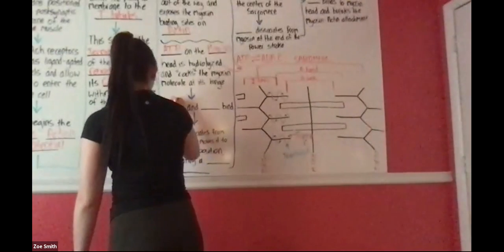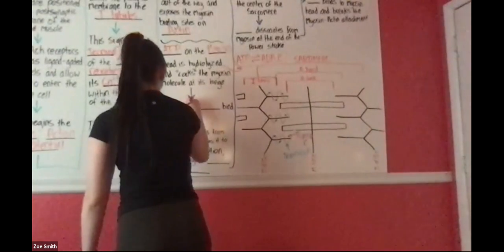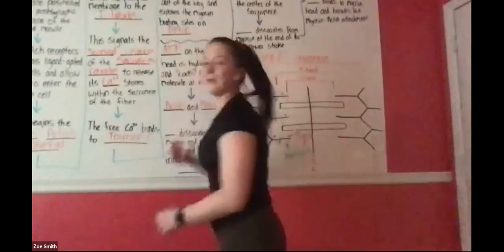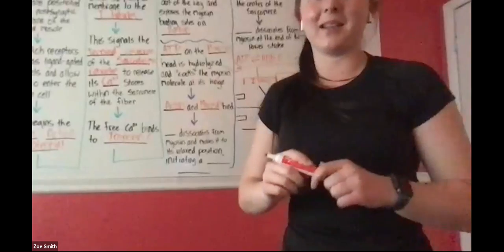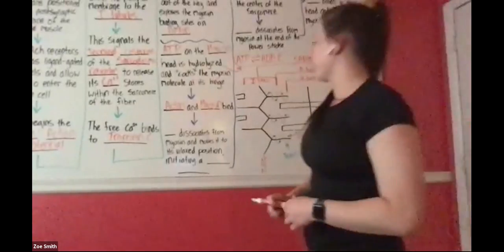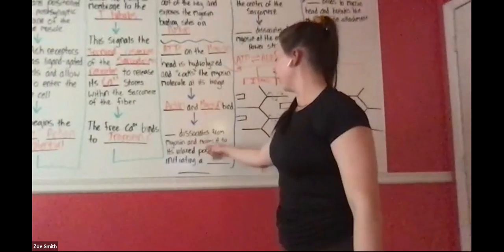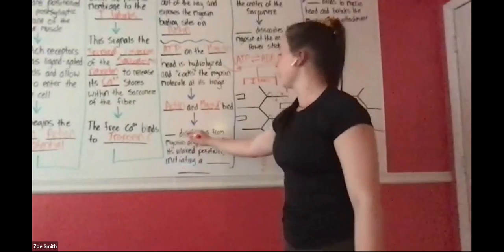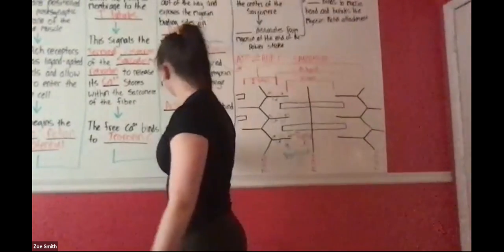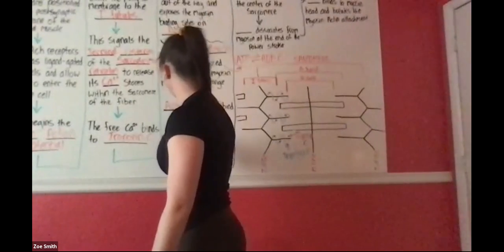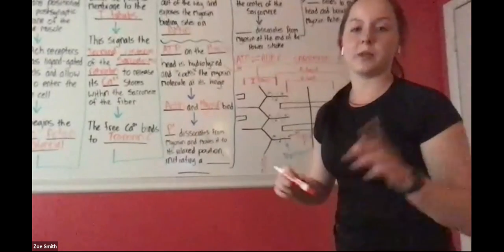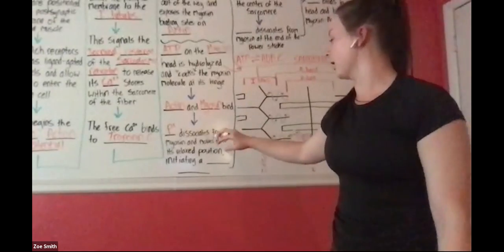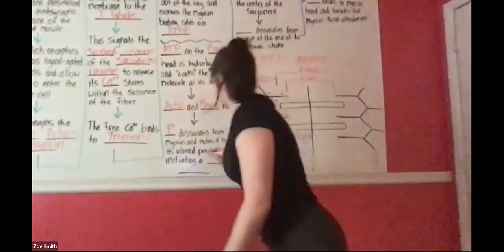So let me write those down. Actin, myosin. Again, sorry for my awful handwriting. Actin and myosin can then bind. Blank dissociates from myosin and moves to its relaxed position, initiating a blank. The first thing is inorganic phosphate is going to dissociate, or leave, which is just Pi. Inorganic phosphate dissociates from myosin and moves to its relaxed position, initiating a power stroke.